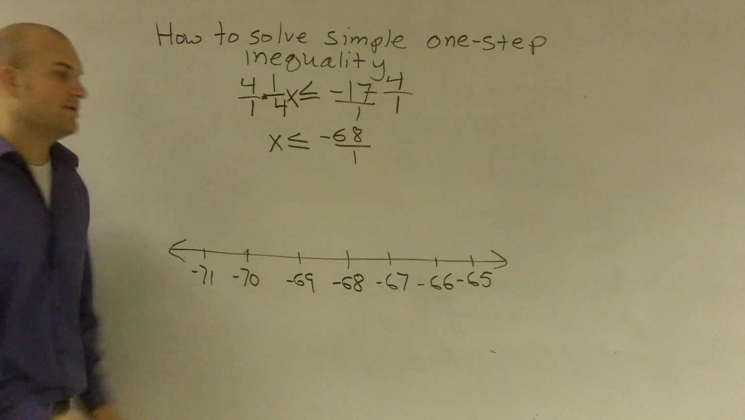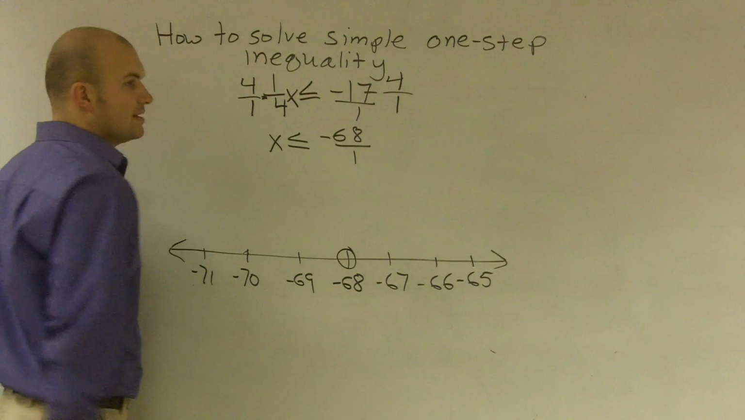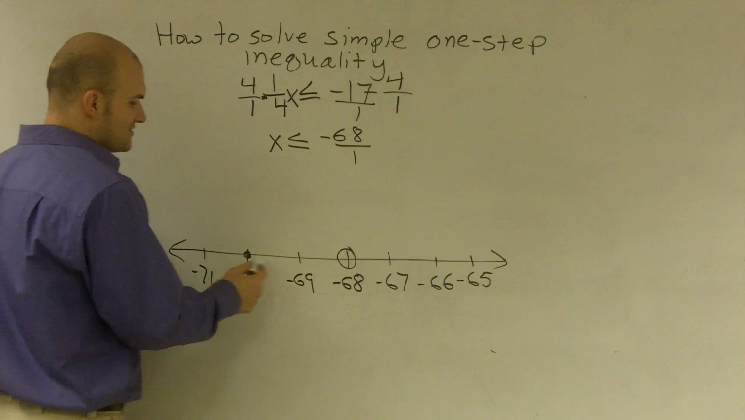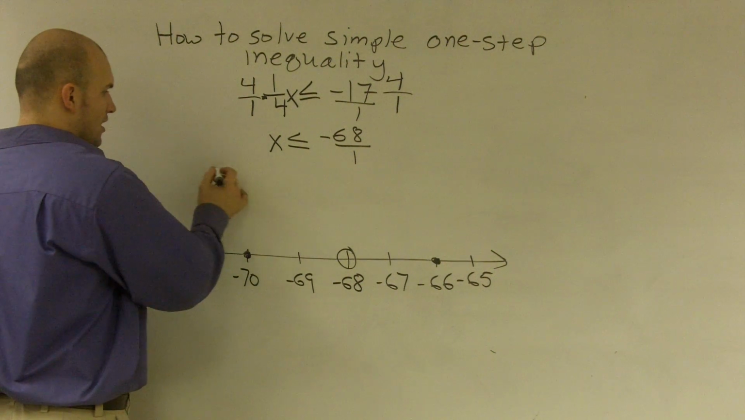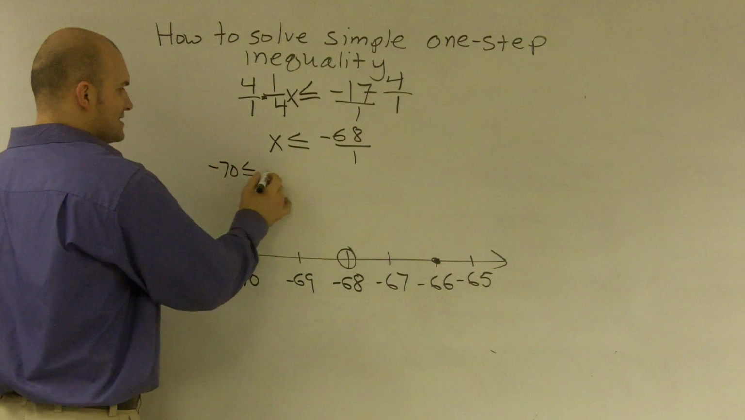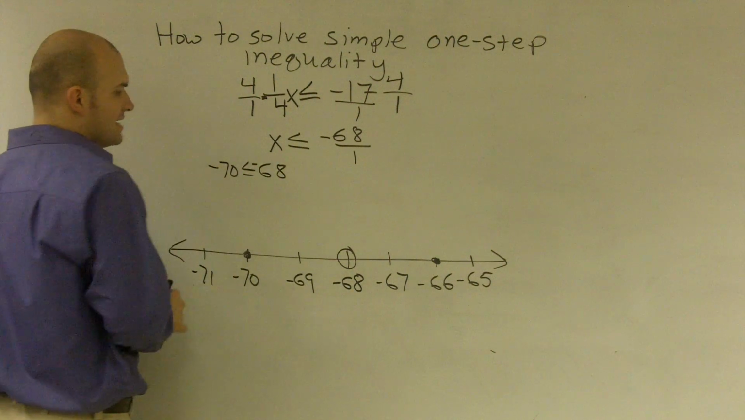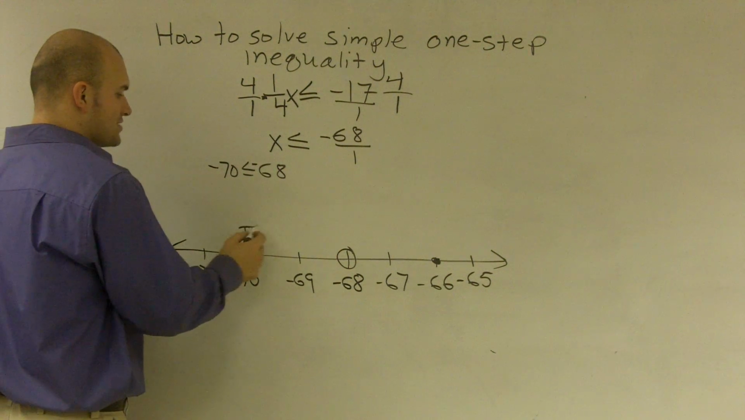So, first thing we do is we make our point. Then I'm going to pick 2 other points. I'm going to pick negative 70 and negative 66. And I say, all right, negative 70, is that less than or equal to negative 68? And I say, that is less than, so that's true.